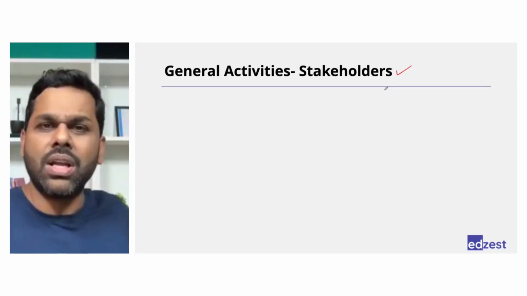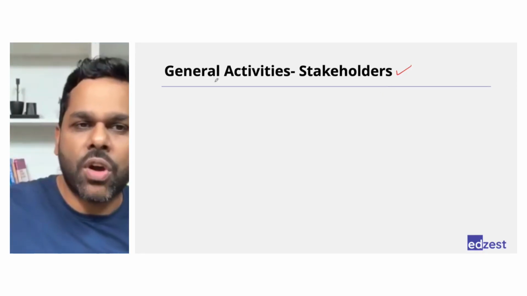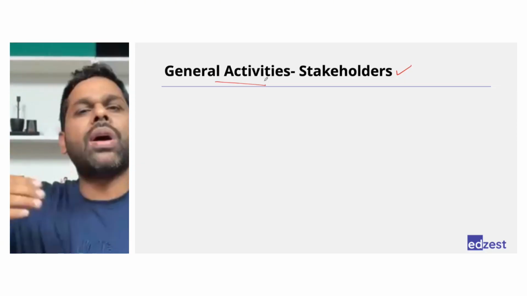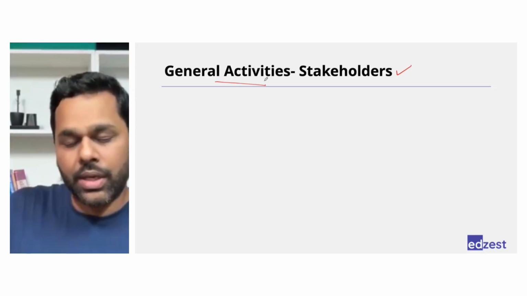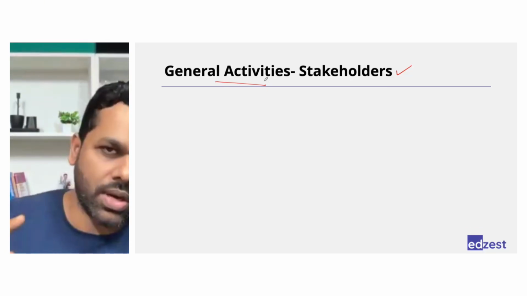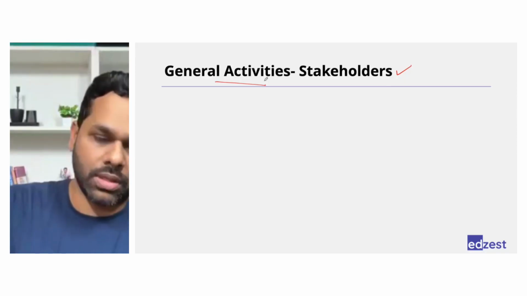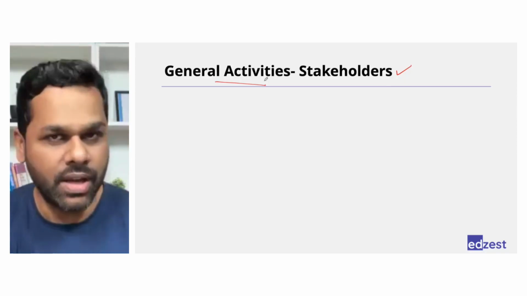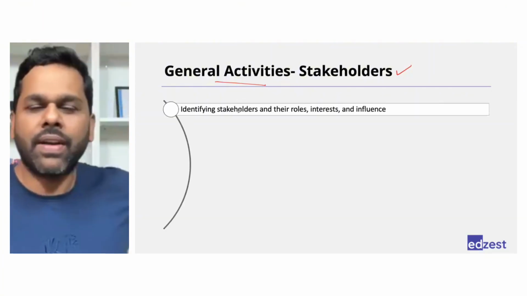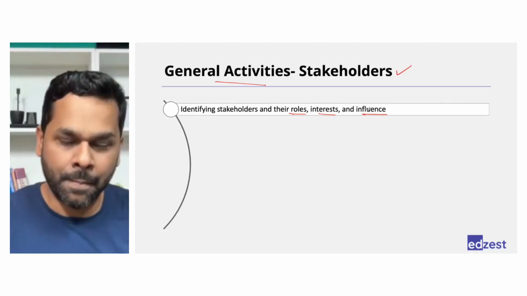Keep on updating your stakeholder register. Right? So whatever activities that we talk about, these are not one-time activity. Whenever you identify a new activity, a new stakeholder, you will keep on updating those stakeholders in your stakeholder register and then keep on following all those activities for those specific stakeholders that we have identified. Right? So the first thing, identify the stakeholders, understand their roles, interest, and influence in the project.